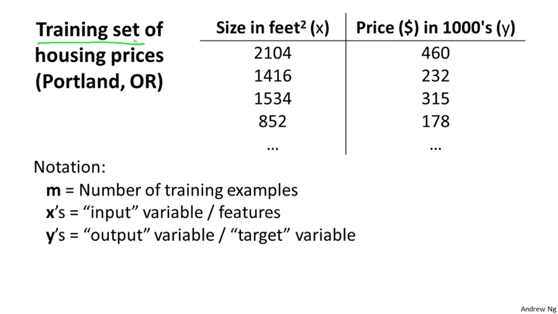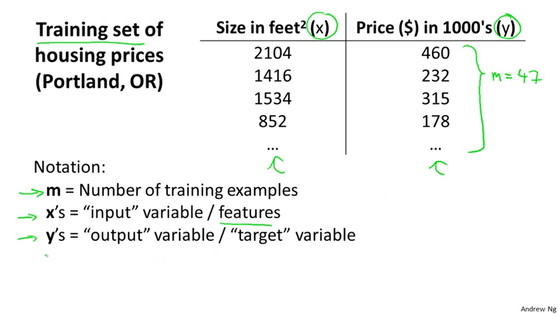So I'm going to use lowercase m throughout this course to denote the number of training examples. So in this data set, if I have, let's say, 47 rows in this table, then I have 47 training examples, and m equals 47. I'm going to use lowercase x to denote the input variables, often also called the features. So the x's here would be our input features. And I'm going to use y to denote my output variables, or the target variable which I'm trying to predict. And so that's this second column here.